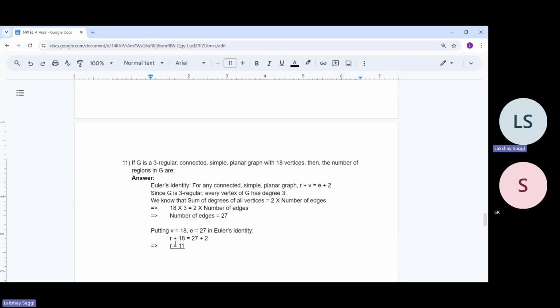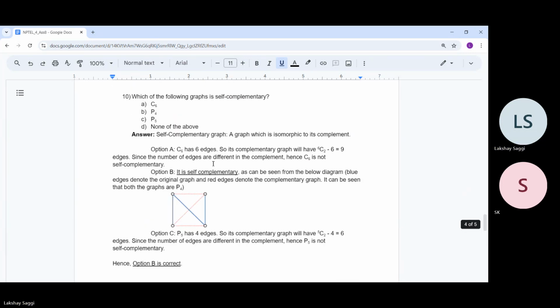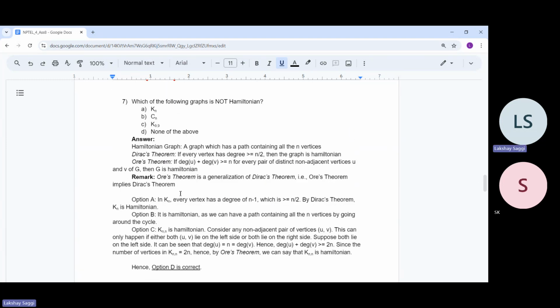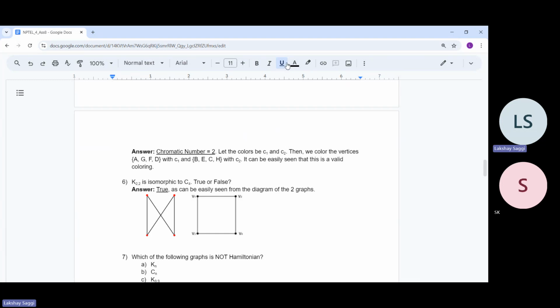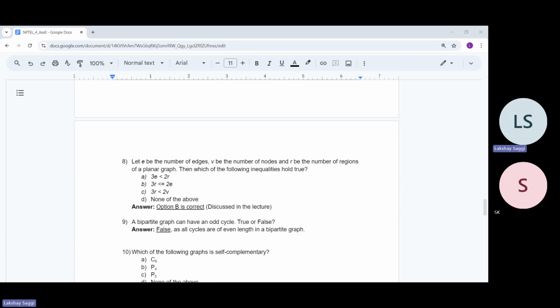Okay, this was, I think, the last question from my side for today. We covered stuff related to planar graphs, graph isomorphism, Hamiltonian paths, Dirac's theorem, Ore's theorem, and chromatic numbers. So we covered a bunch of concepts today. I hope this session was helpful to you, and if there are any doubts, you can ask me in chat.